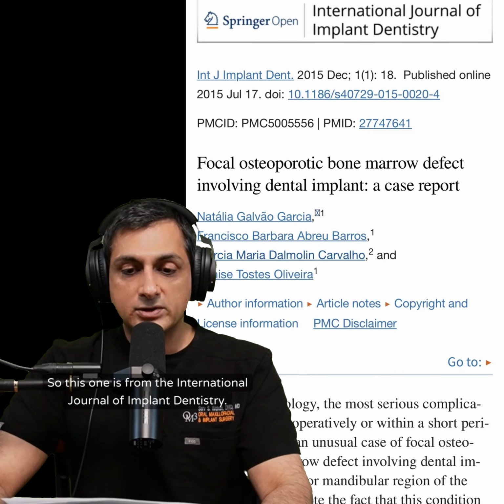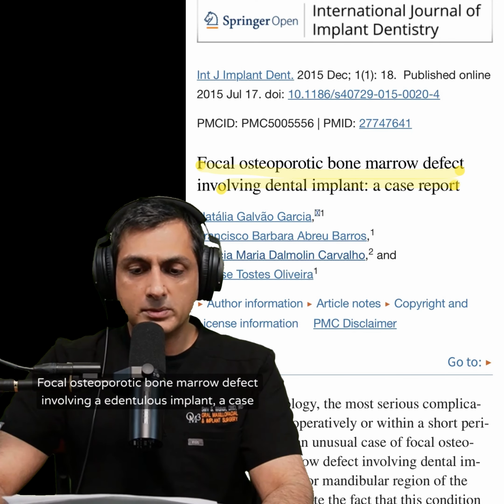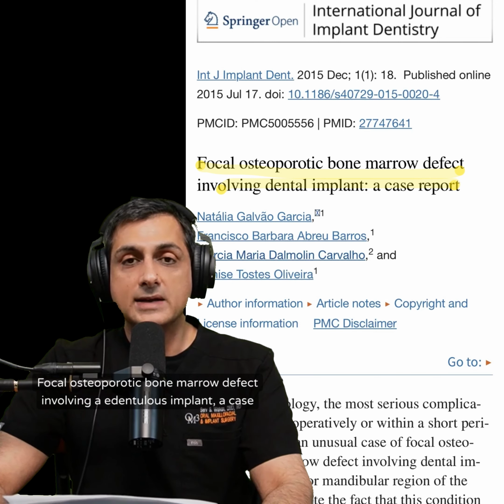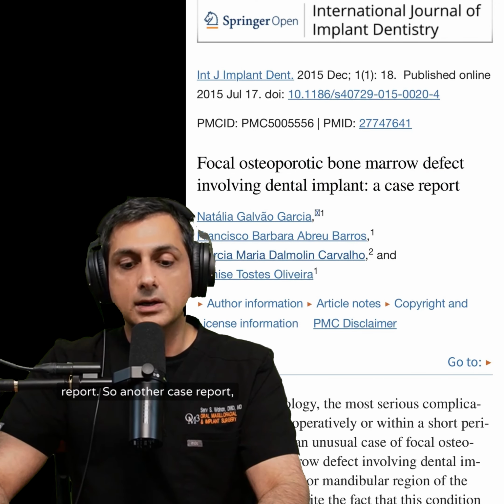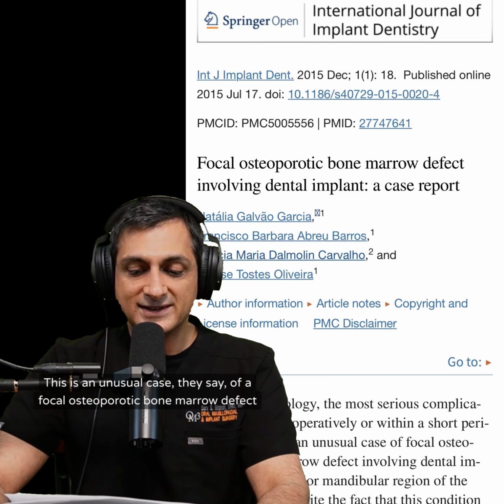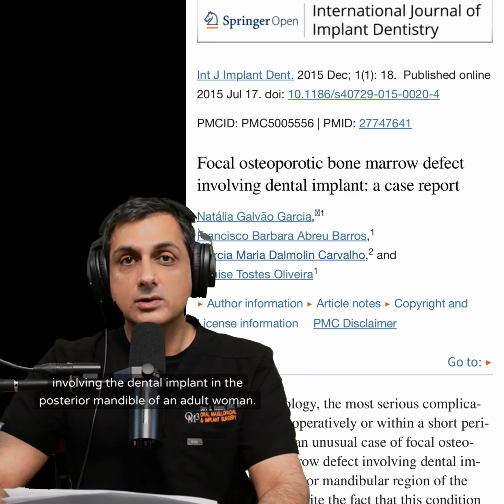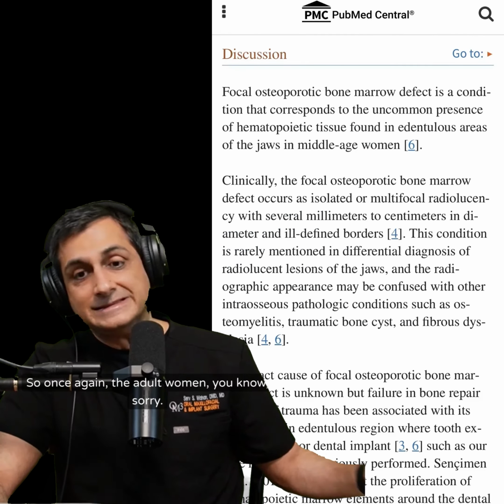This one is from the International Journal of Implant Dentistry: Focal osteoporotic bone marrow defect involving a dental implant, a case report. So another case report, right? This is an unusual case, they say, of a focal osteoporotic bone marrow defect involving the dental implant in the posterior mandible of an adult woman. So once again, adult women.